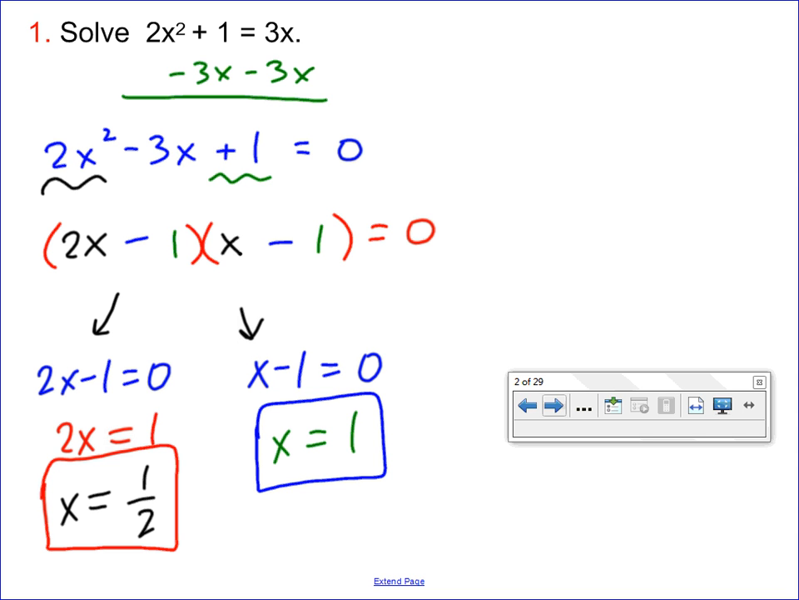Okay, in order to be successful solving number 1, we had to be good factors, right? We had to be good factors in order to solve that because we had a leading coefficient other than 1. We didn't just have a 1x squared, right? We need to have a 1x squared if we're going to be able to solve by completing the square. So that was the key feature with number 1.